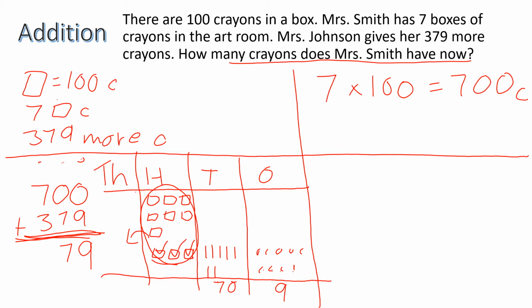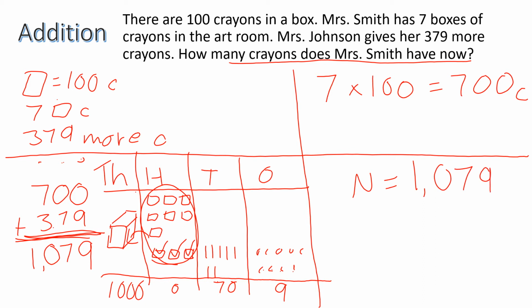In this thousands column, I'm going to draw a cube to show that that is 1000. So I have 1000. Do I have any hundreds left? No, I have 0 hundreds left. Okay, so thinking 7 plus 3 equals 10. So there's that 0 in my hundreds place, and then I have one group of 1000. And so my answer would be n equals 1079 crayons.